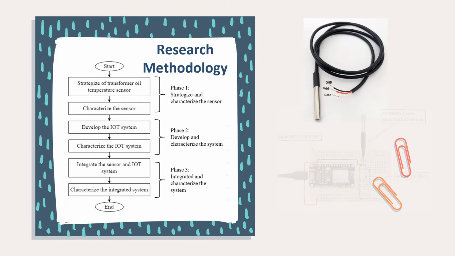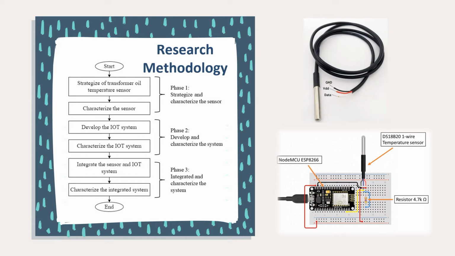Phase 2 is about the development and the characterization of the system with IoT. The complete circuit had been designed to detect the temperature of the transformer oil. The Arduino IDE is used to interface the DS18B20 sensor with programming code so that the sensor identifies the reading of the temperature. Then the IoT system was developed to easily collect the temperature data.